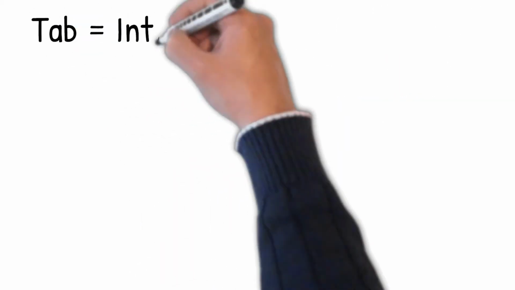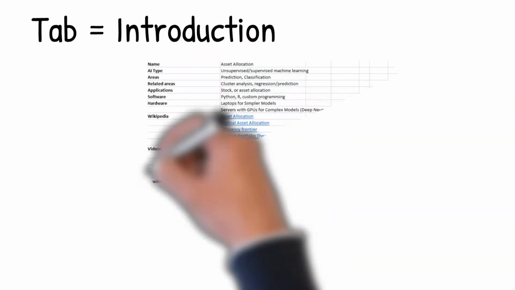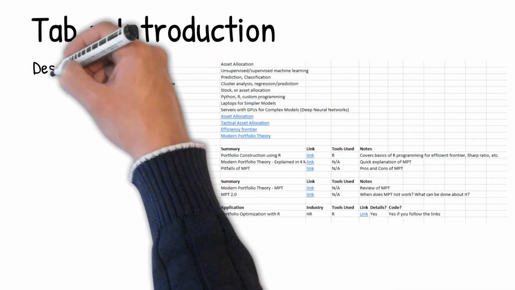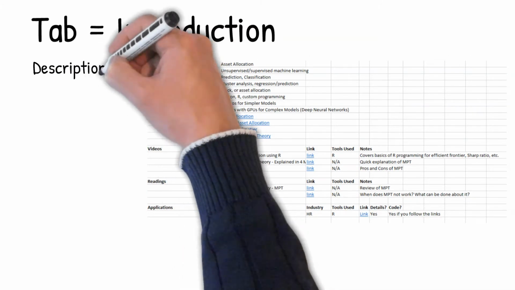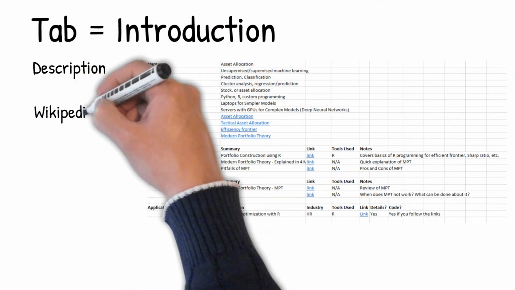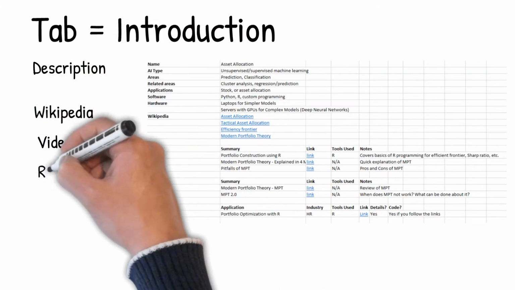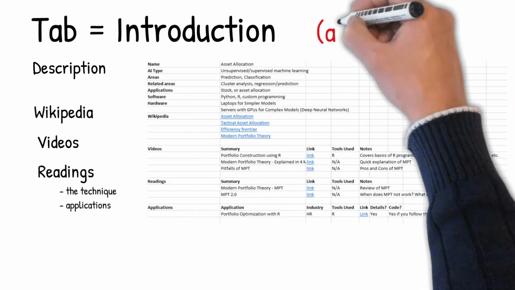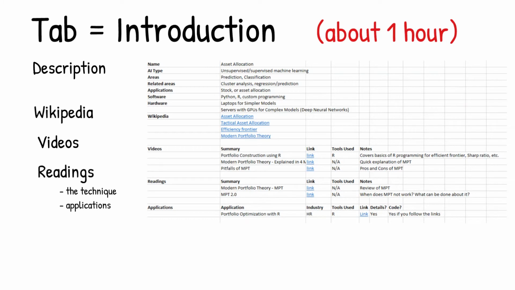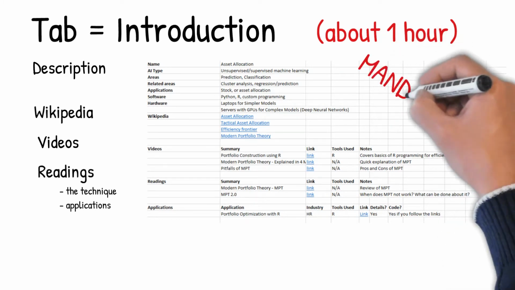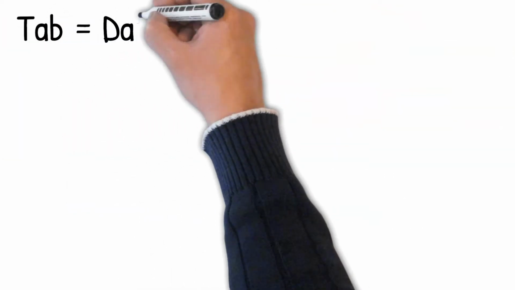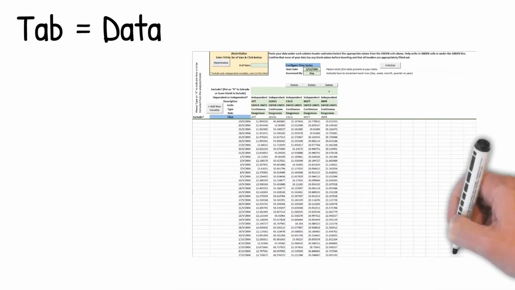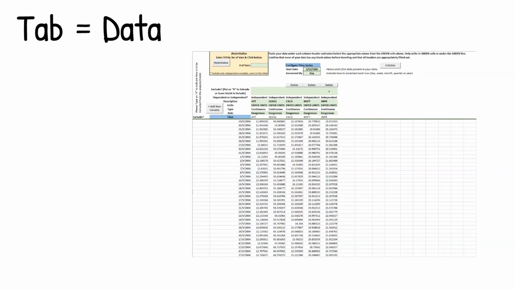Okay, so let's start with the first tab. That's the introduction tab. Again, this tab is mandatory. You should spend about 1 hour. Make sure you understand this algorithm, otherwise the output that you're going to be observing a little bit later will be totally nonsensical. There are articles on Wikipedia, some videos on YouTube, and a number of readings about how this algorithm has been applied. After you've spent about 1 hour understanding this methodology, the data tab will make sense.